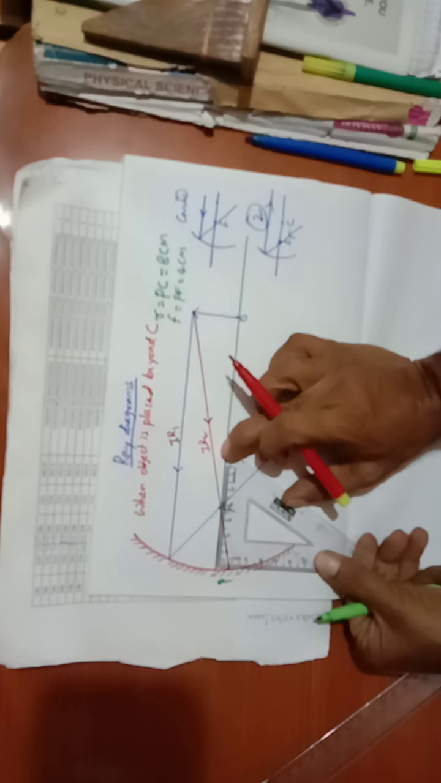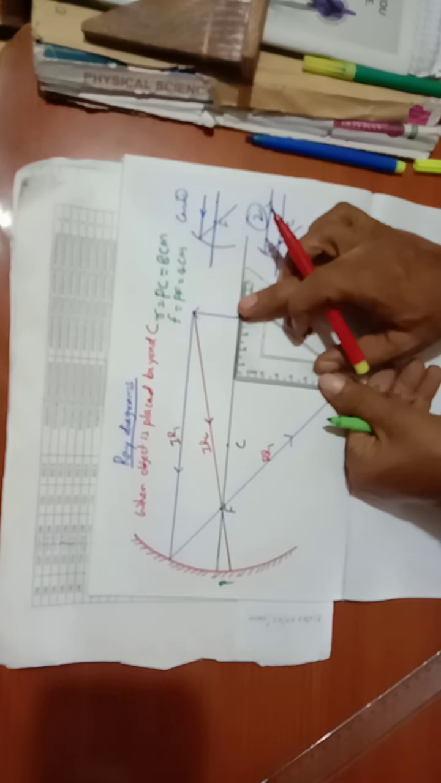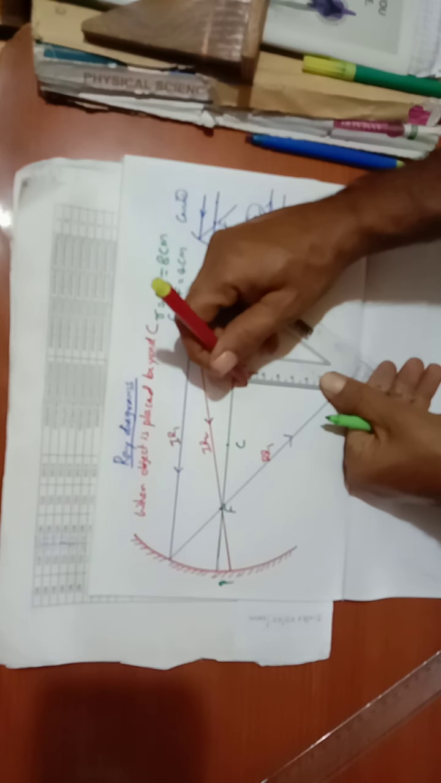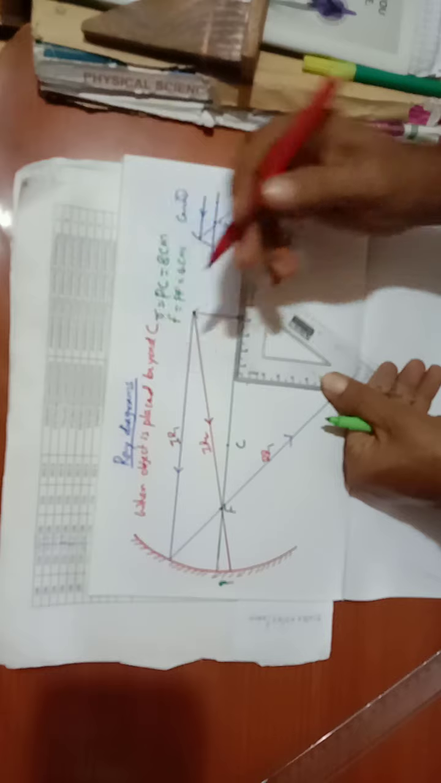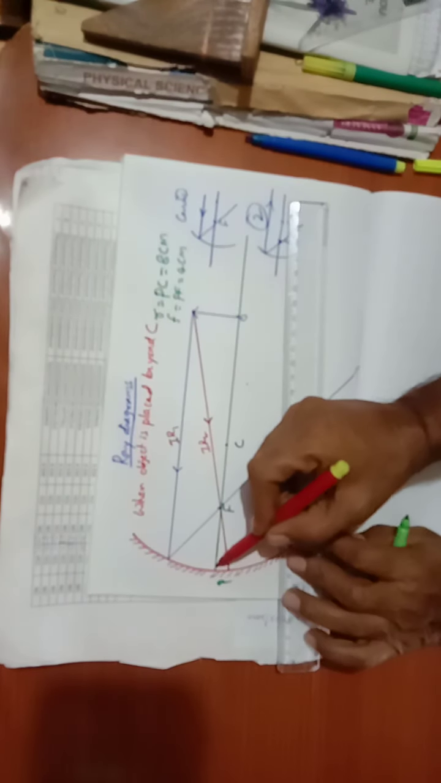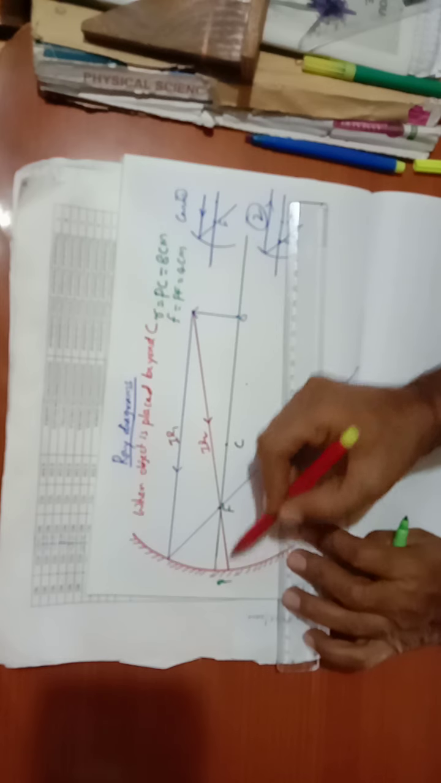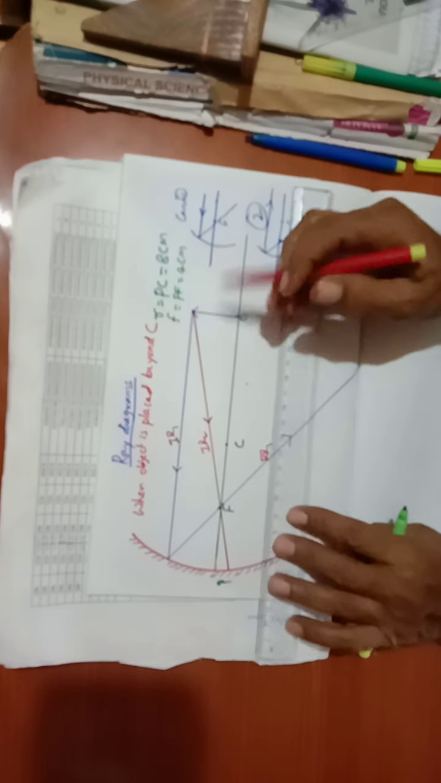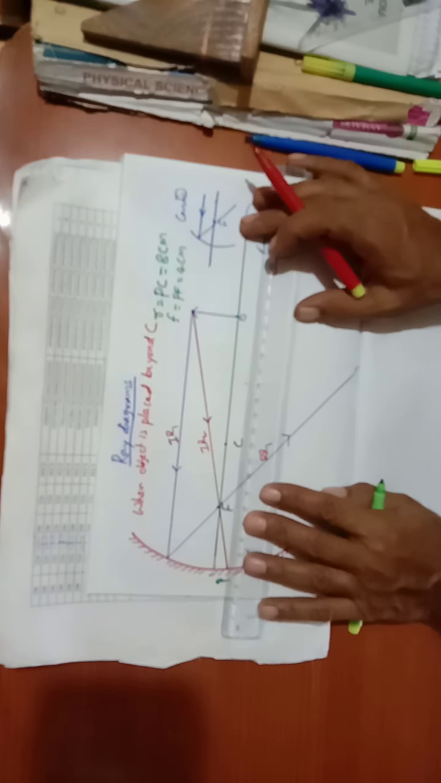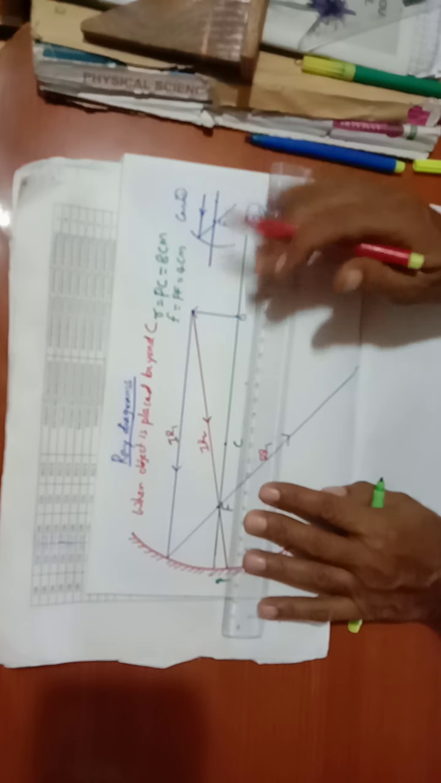9 millimeters, so here also we are taking 9 millimeters at another point and putting a dot there. From this point to this point 9 millimeters and from this point to this point 9 millimeters. So this is a parallel line we are drawing.